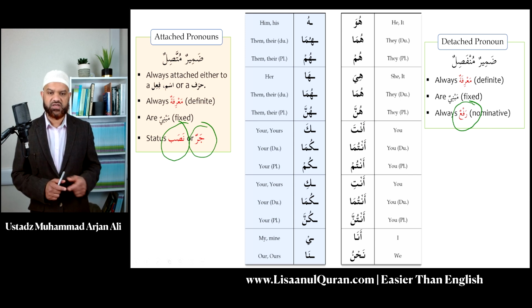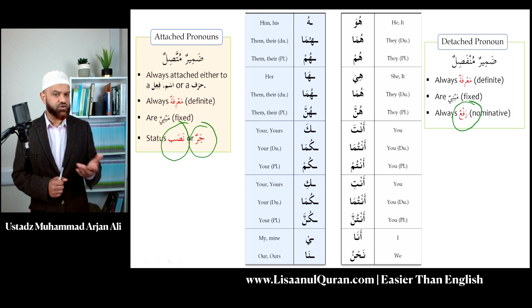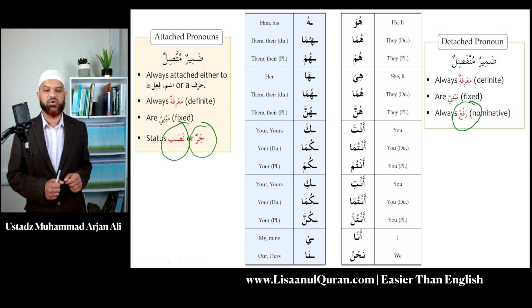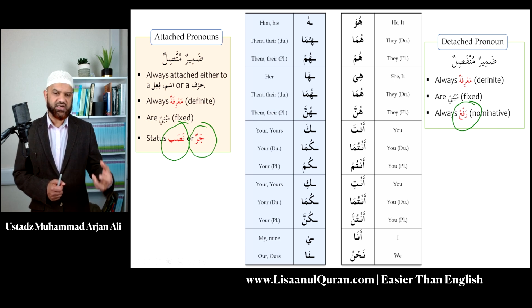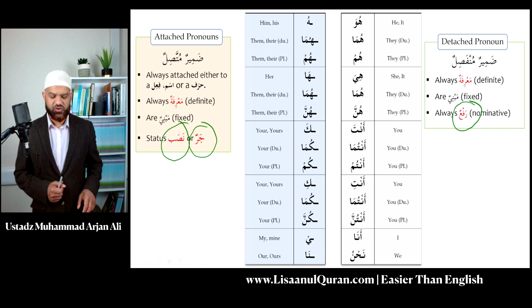When it attached to, for example, rabbuhu, his Rabb, it was mudaf ilayhi, therefore it was jar. Or we attached it to a harf of jar, lahu, for example, for him, that was also jar. But now it is going to act as nasab. Why? Because it is attached to a harf of nasab. That's how logical and simple it is, inshallah, and not a lot to remember, I hope.